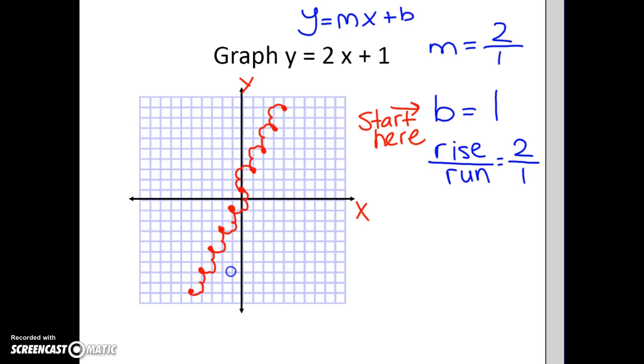Now I have a lot of points on my line, and I can draw this line just like that. And I have graphed the equation y equals 2x plus 1.